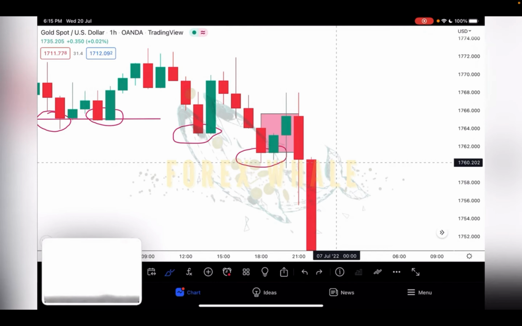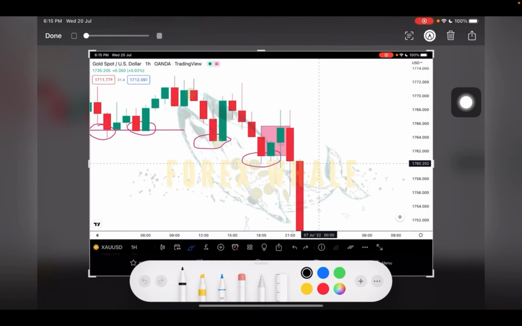Okay, I'll just draw it so that it looks easy. So this is a break of structure. This is your previous support, and then this is your new support. Okay, and then there is this. This would be your stop loss, and then you would enter somewhere around here. And then if price floats a little bit, you could probably enter a few more here.